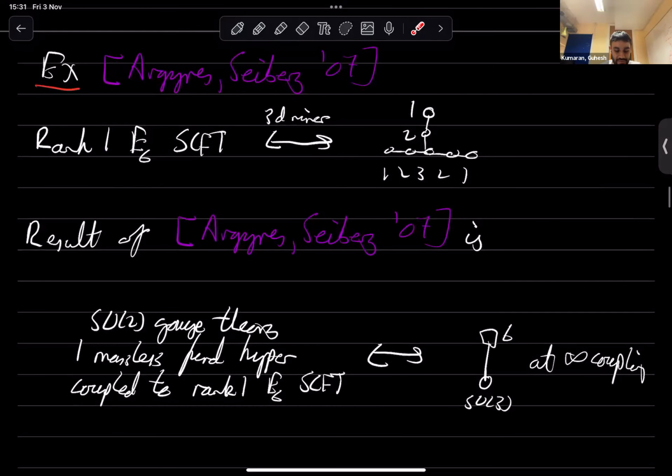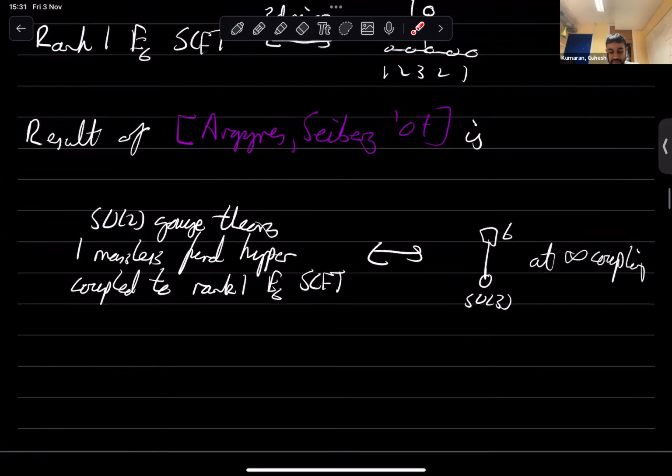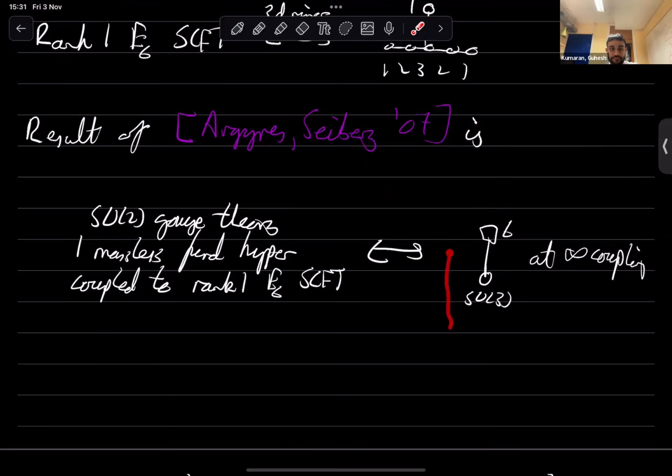There is another example of Argyres and Seiberg in that same paper. So I'll start with the rank 1 E6 SCFT, and the 3D mirror is the affine E6 quiver that we saw before. Unlike the case where they have the E7, you also have to have a massless fundamental hyper. And then this is dual to the SU3 with 6 flavors at infinite coupling.